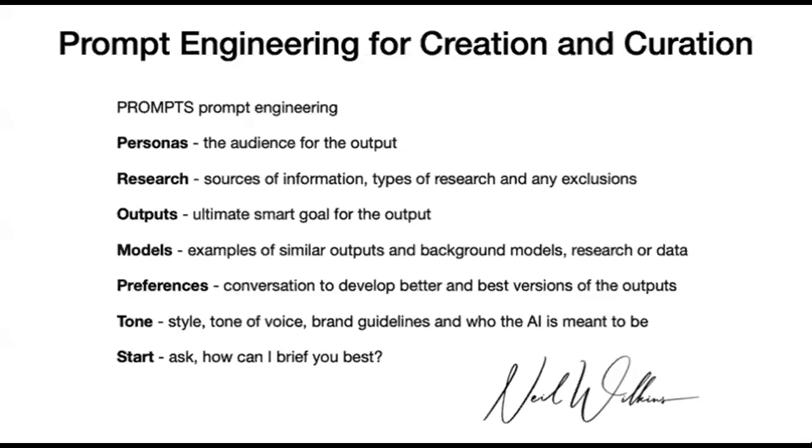The M in the prompts acronym is models. So examples of similar outputs and maybe some background models, research or data that you know to be reliable. Without that kind of information, if you've got it, it's almost sacrilege that you're not using it. So if you've got some good stuff that you know has worked before, feed that into the AI prompt, either as a PDF or a Word document or something similar, so that it's got that background model upon which it can base the output that you're asking it for.